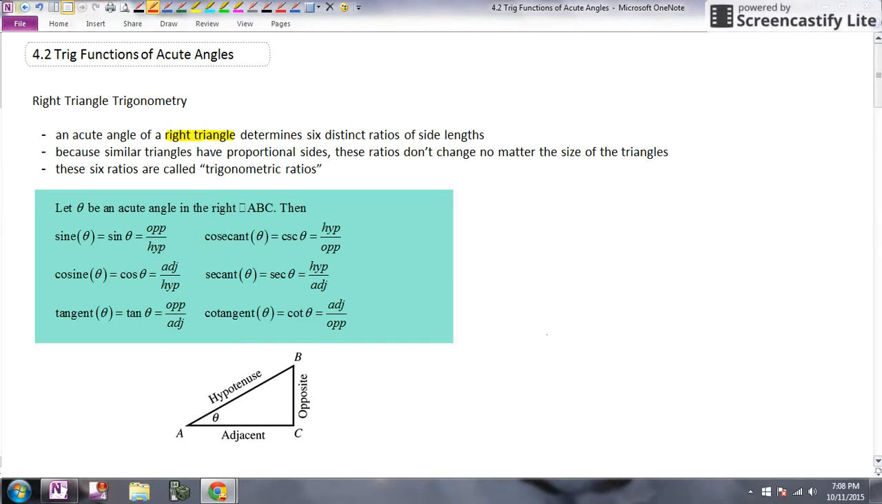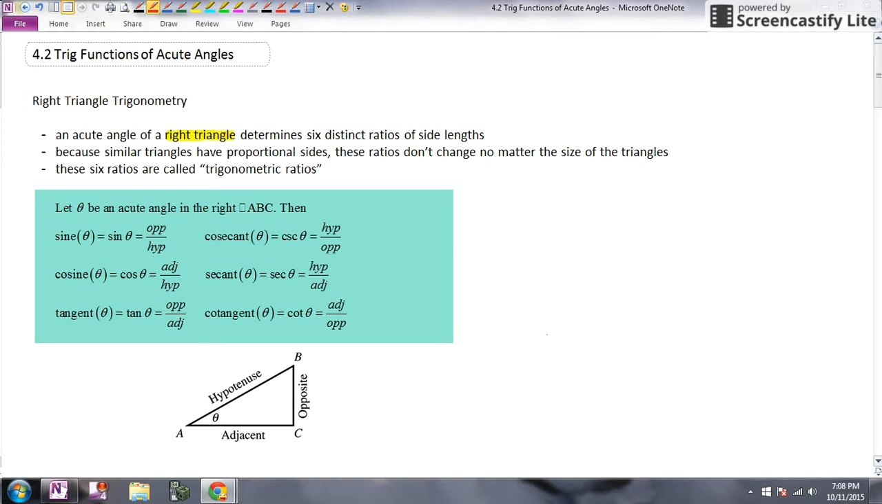Yesterday or earlier today, we talked about angles and how you measure them. You can do degrees, you can do radians, and great, so you know how to communicate with people with angles. Now let's talk about something a lot of people love to do. It's called right triangle trig and trig ratios.